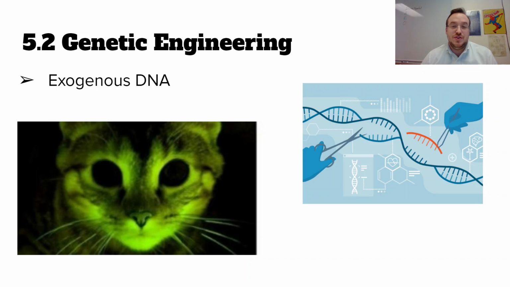Now, that doesn't mean that if your cat at home glows in the dark, they're resistant to feline AIDS. And if they don't, then they are susceptible to feline AIDS. This is just an example. And it was done in a laboratory setting. Right? So exogenous DNA is DNA from another species that is put into a species in the hopes of improving it.